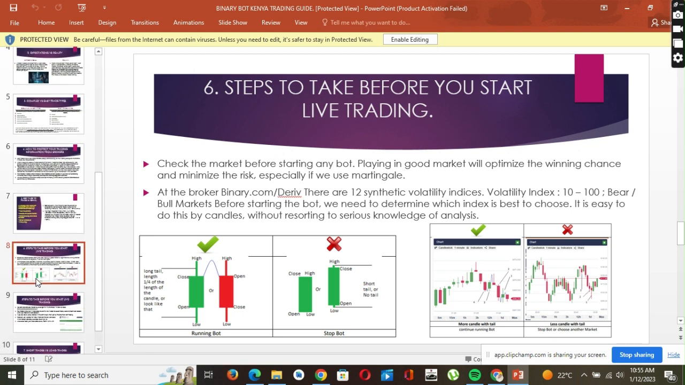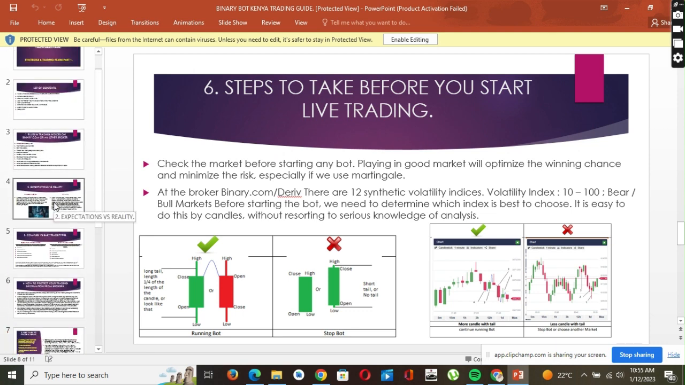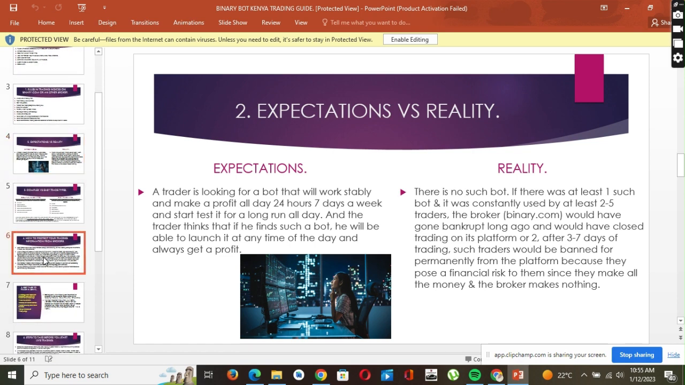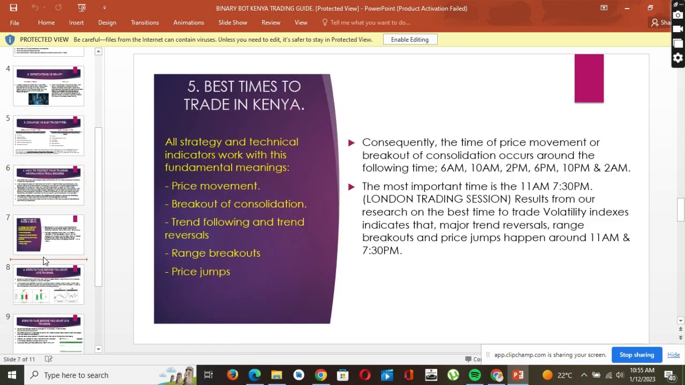Let me look for that particular slide. It's around here somewhere, if I'm not wrong. It's around here, right? So let me just keep on looking for it. So you can see right here with this bot, you can trade at 6 a.m., 10 a.m., 2 p.m., 6 p.m., 10 p.m., and 2 a.m.